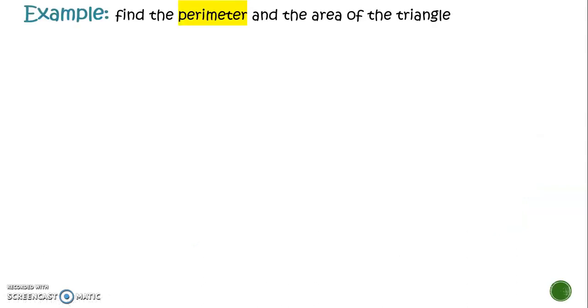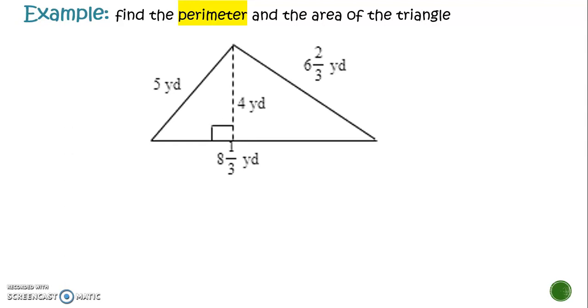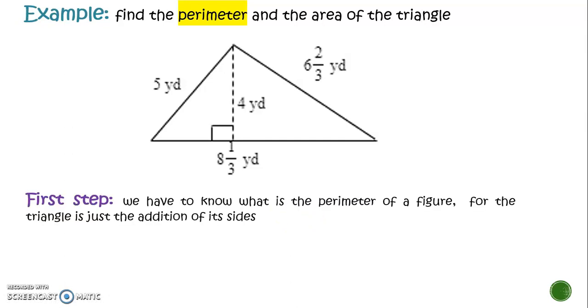So for our problem, we want to find the perimeter and the area of this triangle. So we got the measurements, the length of each side, also the height. And for solving this, the first thing that you have to take into account is to know what the perimeter means for a figure, or in this case, what the perimeter means in this triangle.